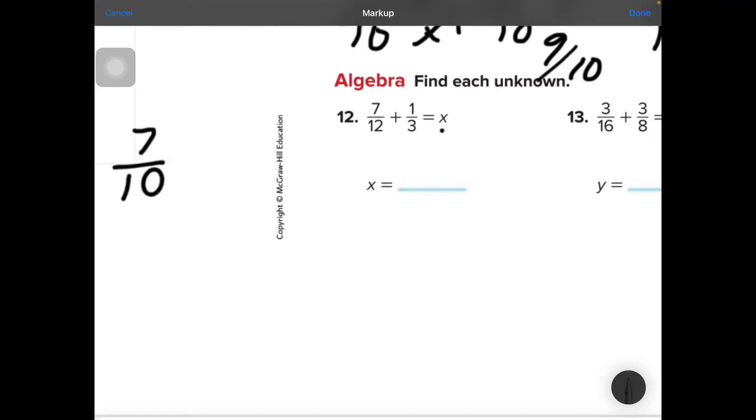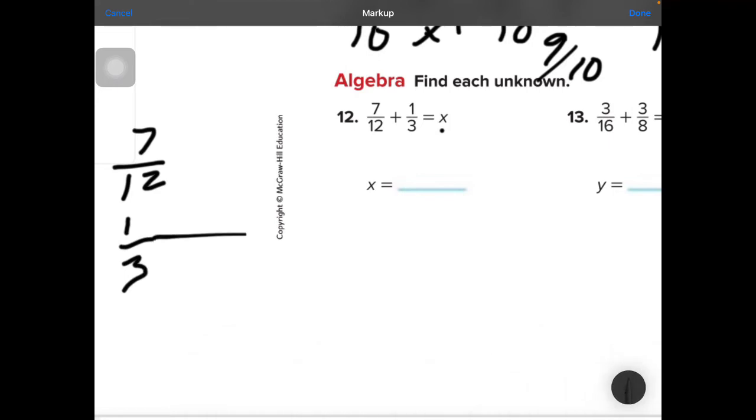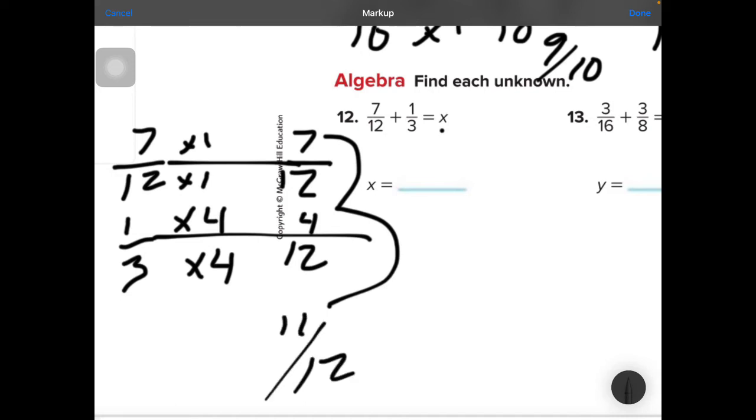So 7/12 plus 1/3. So let's look at 12 and 3. I think 12 is a great number for them to both go into. Let's see. 3 will go into 12 4 times, so times 4. 12 will go into 12 once, times 1. So now I have 7 plus 4, 7, 8, 9, 10, 11. I have 11/12, and I'm pretty sure that's as little as we can simplify it.